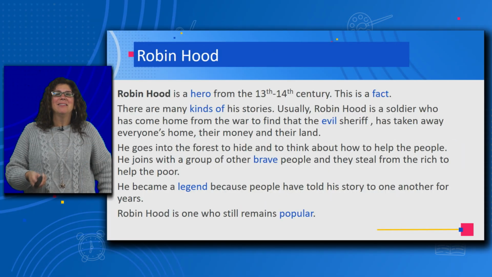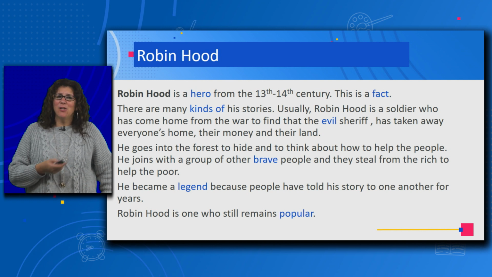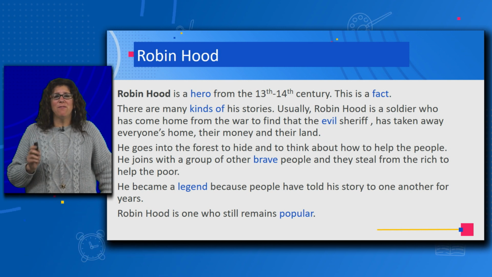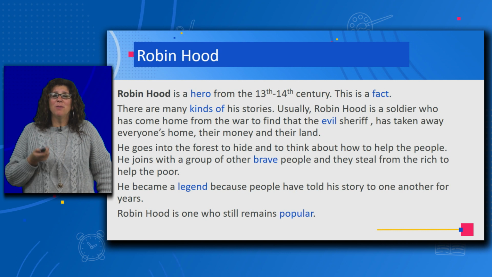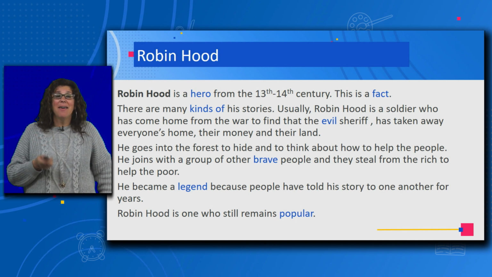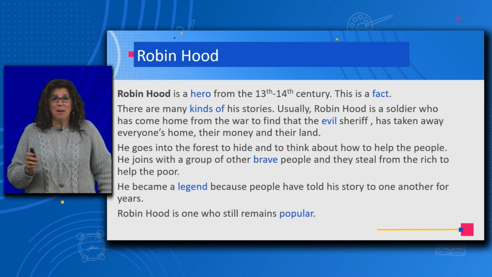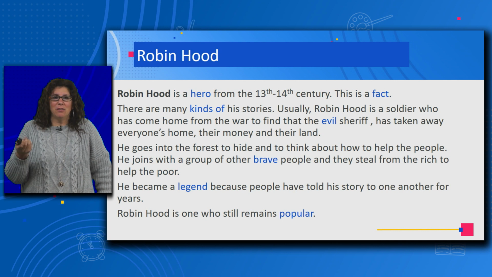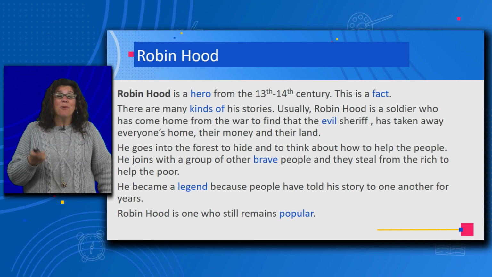Okay, let's talk about Robin Hood. You can see on the screen behind me a whole bunch of stuff about Robin Hood. He's a hero from the 13th to 14th century. And that's a fact. It's not made up. It's not something that somebody imagined. He actually lived. And there are many kinds of stories that tell about him.